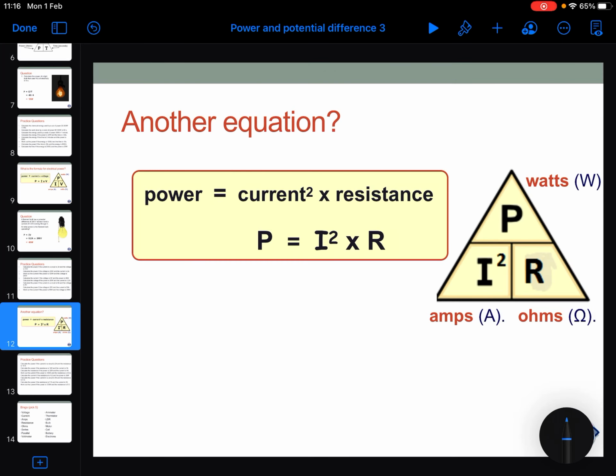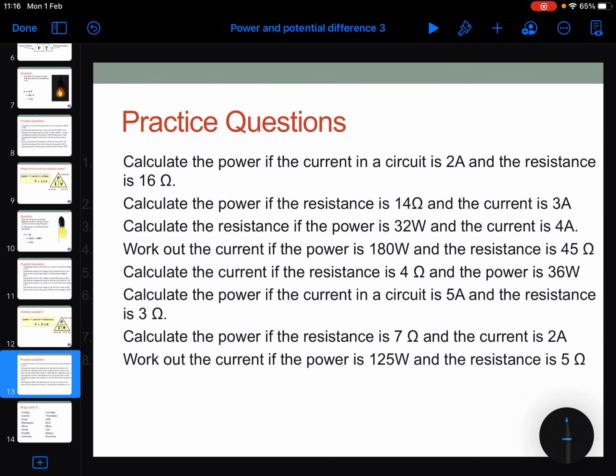I've realised I haven't done a practice question for you to copy down. So I'll do number 1 here for you. Okay, there you go. Let's do number 1 together. So calculate the power if the current in the circuit is 2 amps and the resistance is 16 ohms. So power is current squared times resistance. Current is 2, so it's 2 squared times 16. So that's 4 times 16, which is 64 watts.